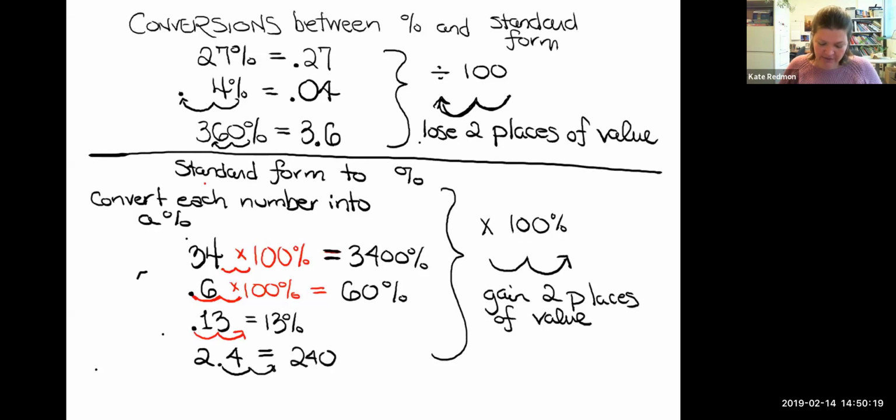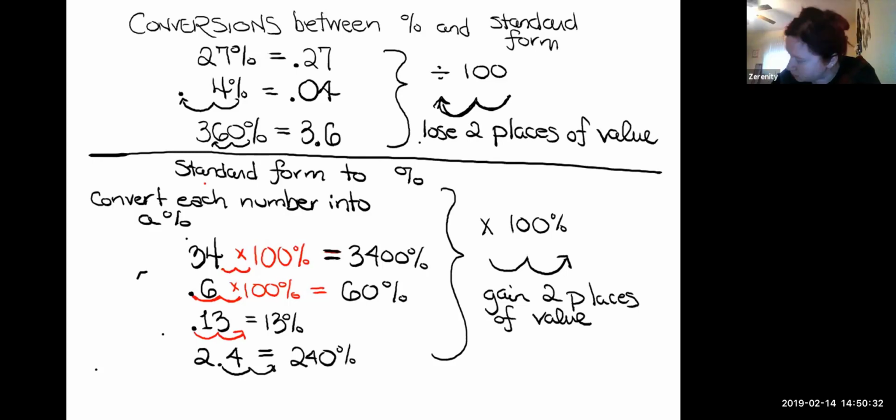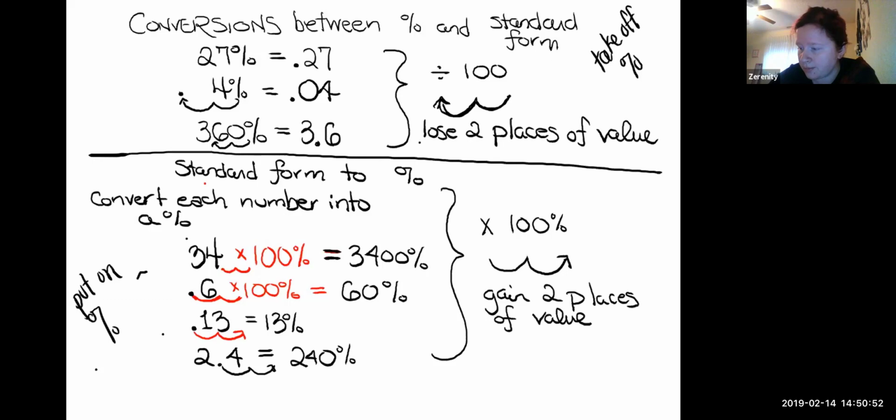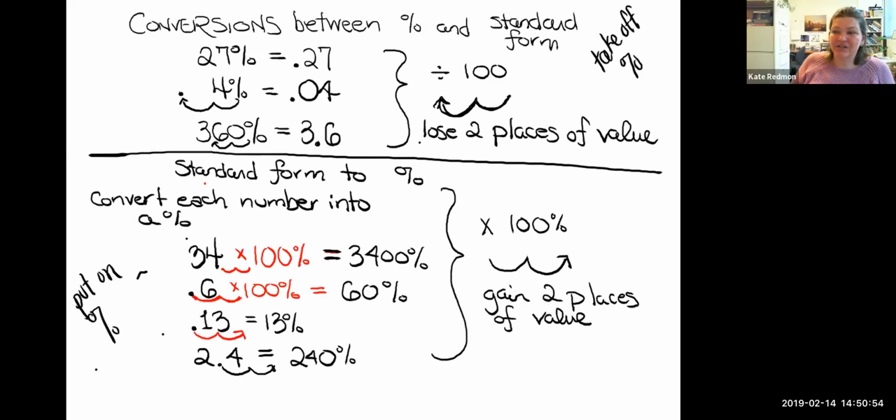I gained value. My digits remain the same, but I gained place value when I move that decimal twice to the right. Now 240 what? 240%. So I kind of think of this like taking off a percent sign. To take off, you lose value, and then to put on a percent sign, you gain value. Let's use that. We're going to need that last little skill to do the last kind of percent problems that I have to offer today.